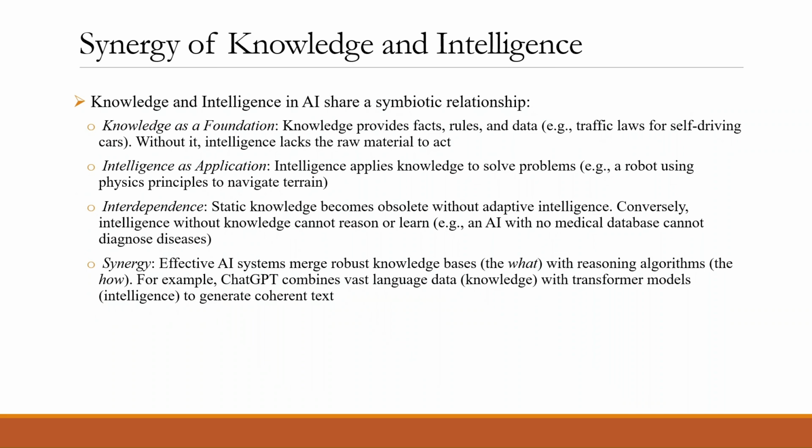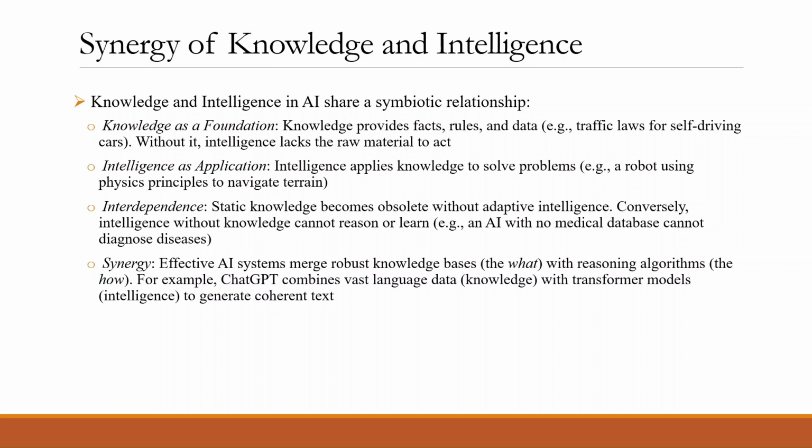Knowledge and intelligence in artificial intelligence share a symbiotic relationship. For instance, knowledge as a foundation. The knowledge provides facts, rules, and data. For instance, traffic laws for self-driving cars. Without it, intelligence lacks the raw material to act. Then we have intelligence as application. Intelligence applies knowledge to solve problems. For instance, a robot using physics principles to navigate.